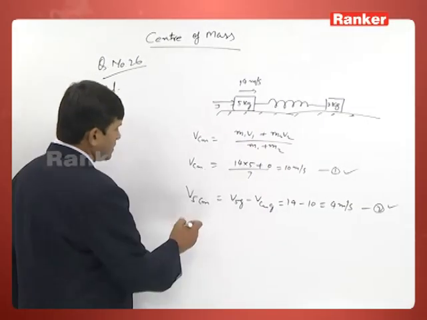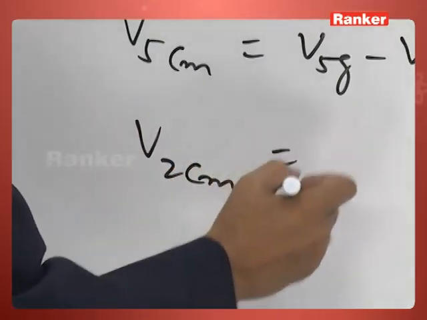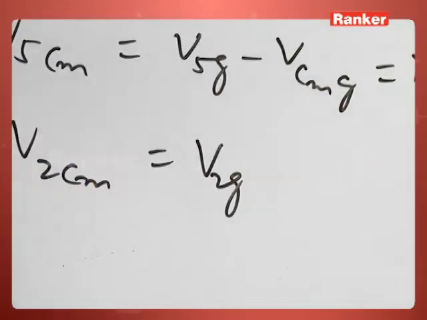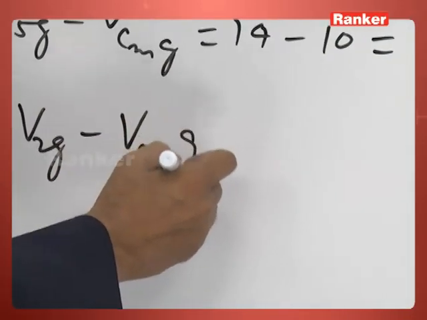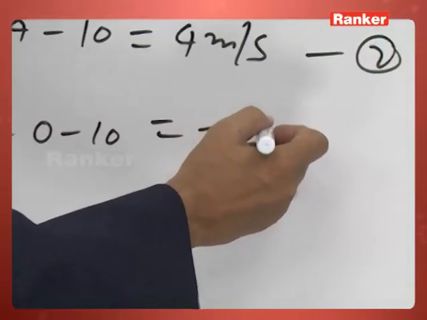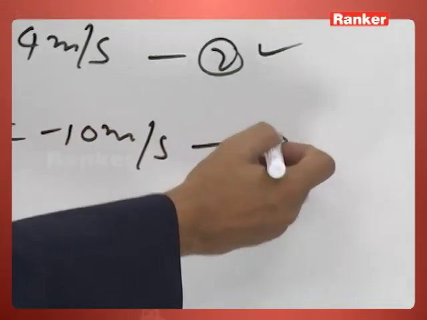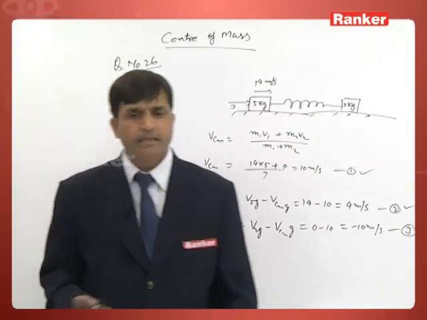Now, the velocity of the 2 kg block with respect to the center of mass is the velocity of the 2 kg block with respect to the ground minus the velocity of the center of mass with respect to the ground, which is 0 minus 10. So minus 10 meter per second. Our third option is also correct.